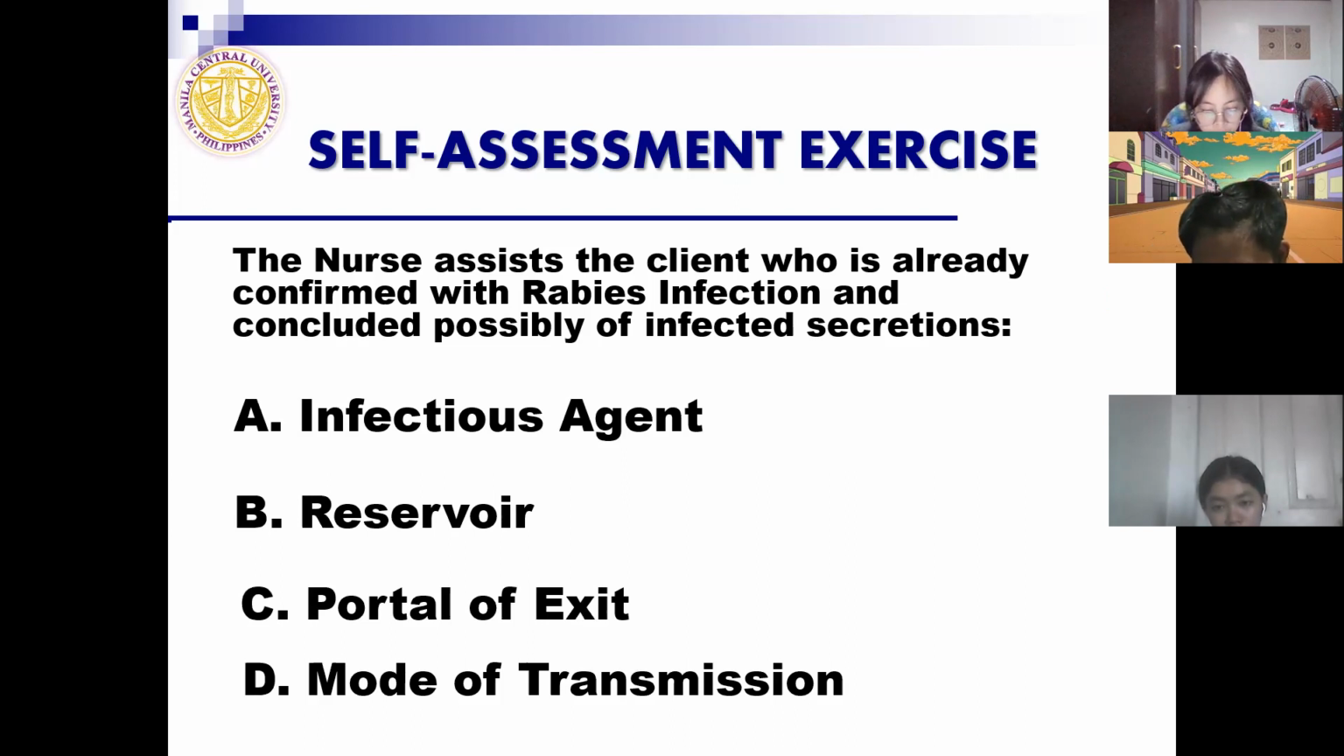Students, raising your hands will definitely give me the confidence that you know the answer and you have learned those concepts that we discussed last time. Again, the question is, the nurse assessed the client who is already confirmed with rabies infection and concluded possibly of infected secretions. Infectious agent, reservoir, portal of exit, mode of transmission. I may need 26 and I'll count now. 10, 9, 8, 7, 6, 5, 4, 3, 2, 1. Okay, very good. We have 30, 29.